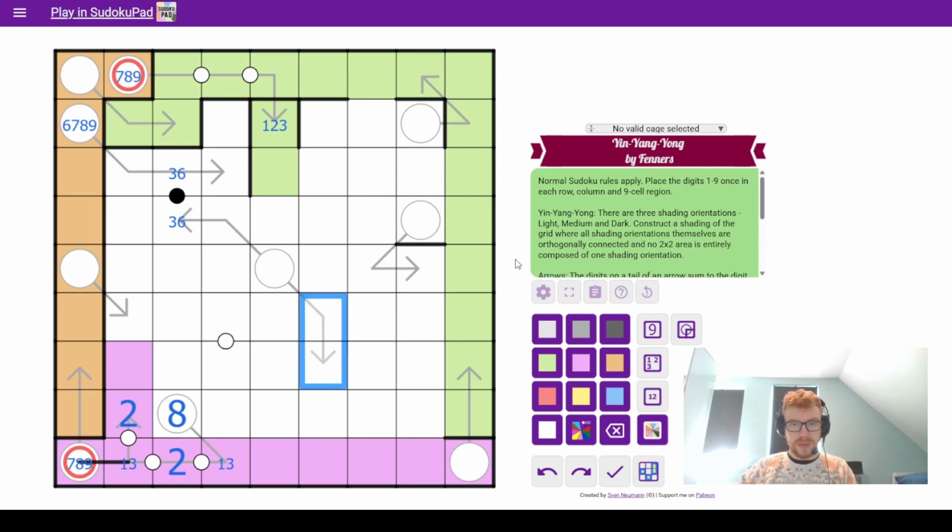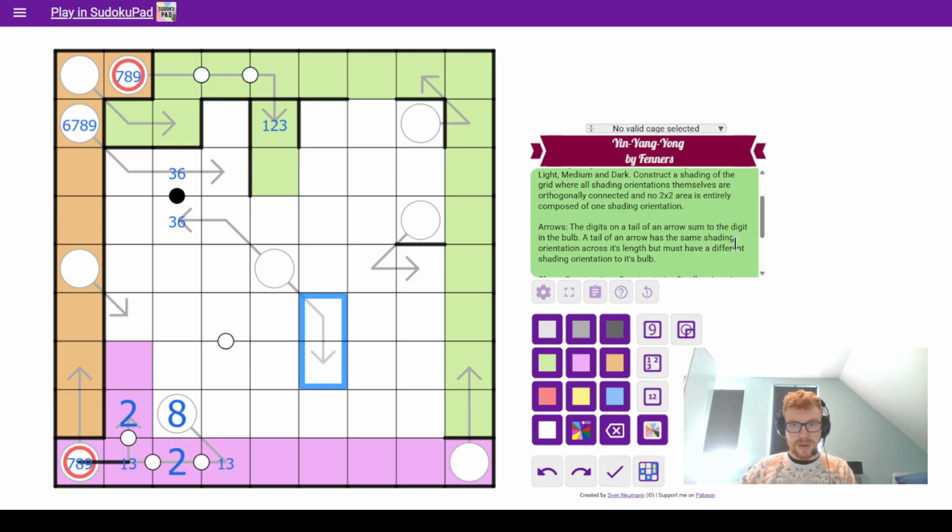Do both have to be the same? The digits on a tail of an arrow sum to the digit. A tail of an arrow has the same shading rotation across its length. So these can be different. But if they're different, this one is the third color. Okay. So this was 5, 6, 7. If it ends there, it takes 8, it takes 9. That is possible.